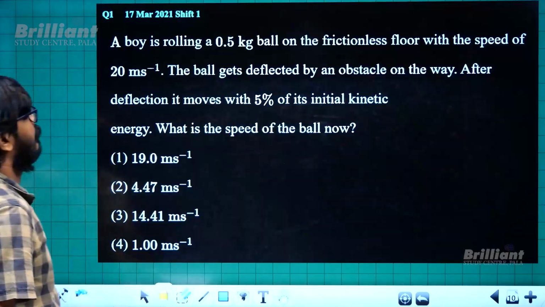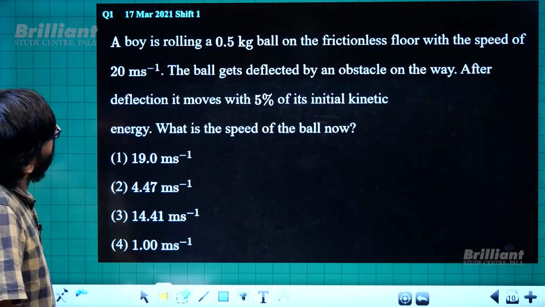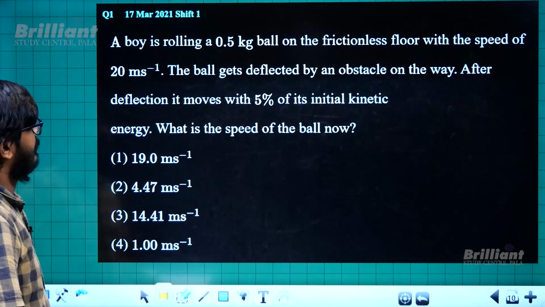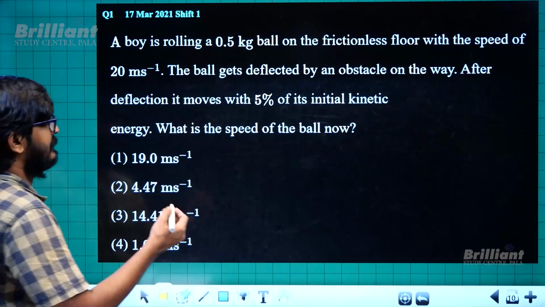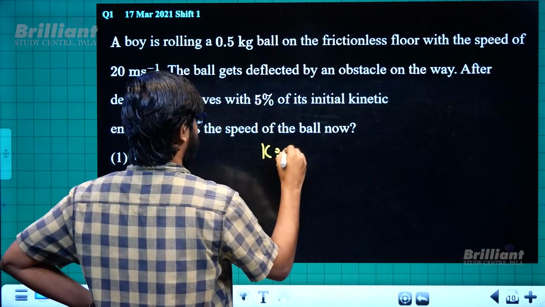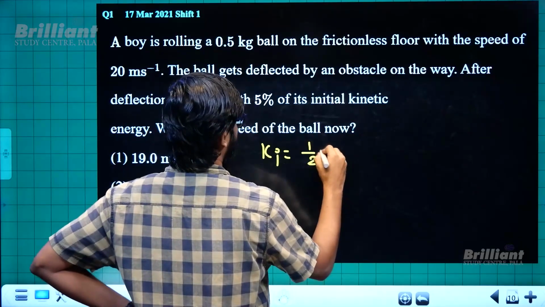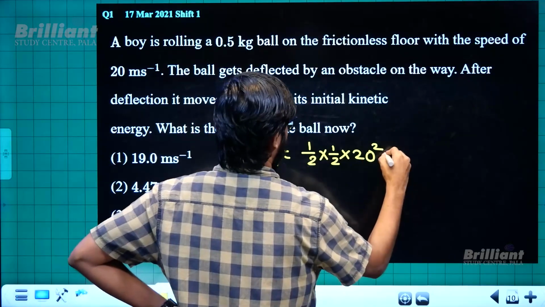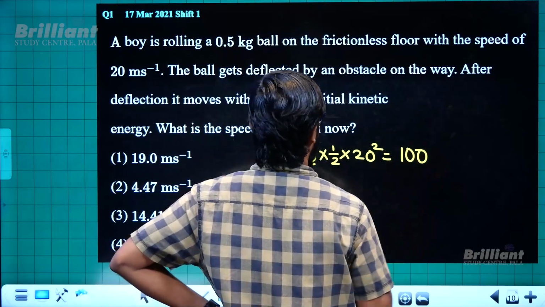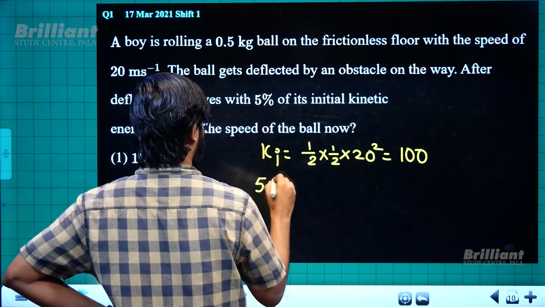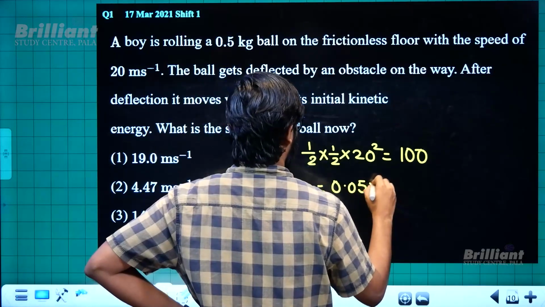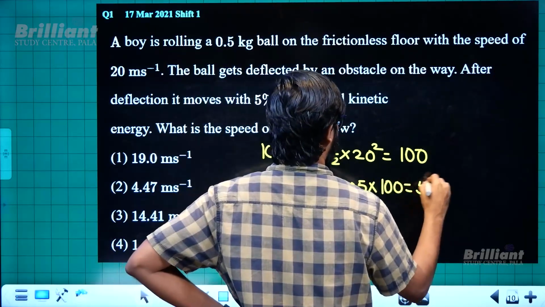That's up to you. A boy is rolling a 0.5 kg ball on a frictionless floor with speed 20. The ball gets deflected by an obstacle on the way. After deflection, it moves with 5% of its initial kinetic energy. So what was the initial kinetic energy? Initial kinetic energy is half m v square. So that is 100. So 5% of the initial kinetic energy is 0.05 times 100, which is 5.